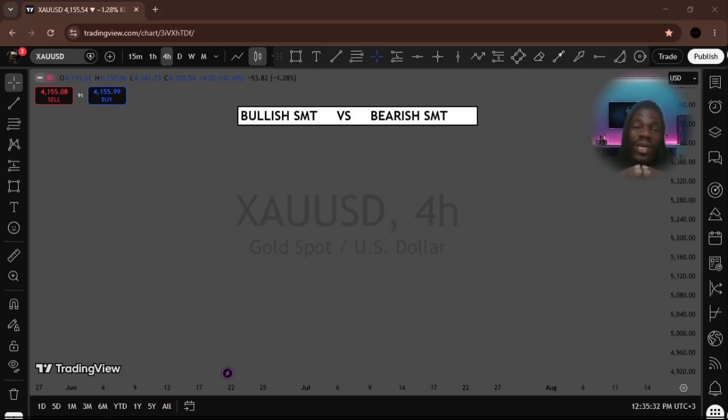Okay guys, so during SMT, these are smart money techniques we are looking at. Let's say, how does a bullish smart money technique look? If we have two correlated pairs, where one correlated pair is making higher highs and the other correlated pair has failed to make the higher high, then that will be regarded as SMT divergence.